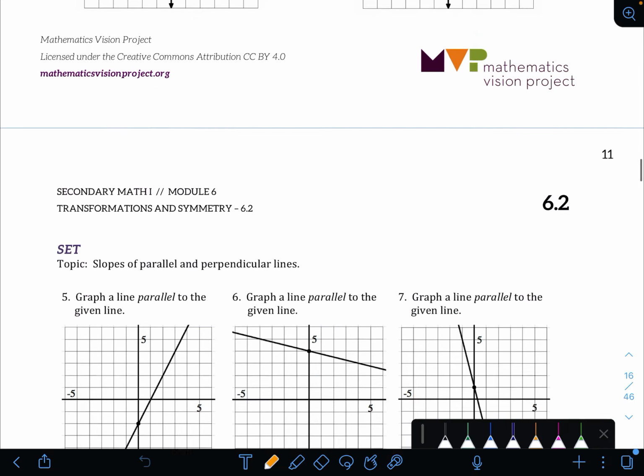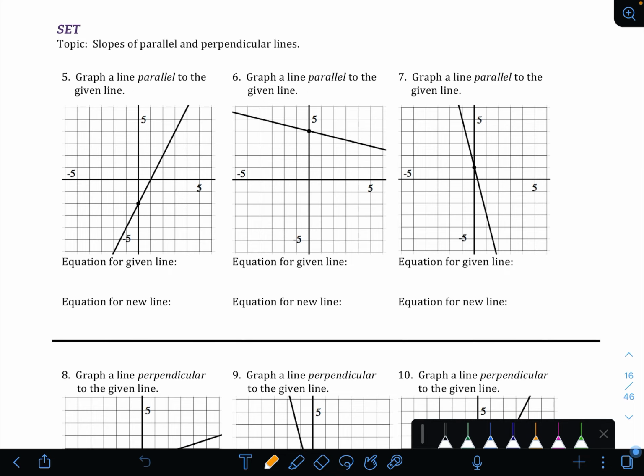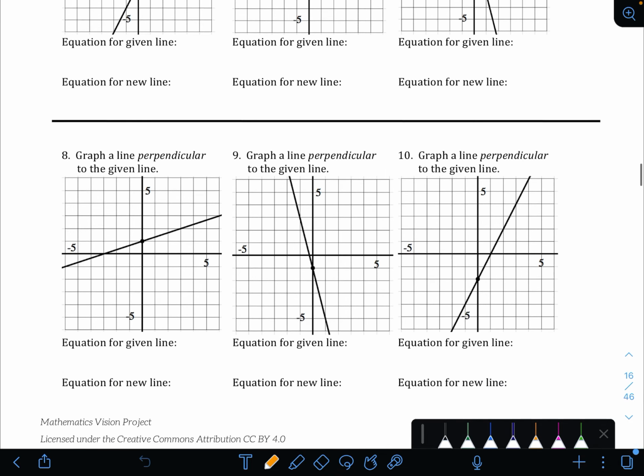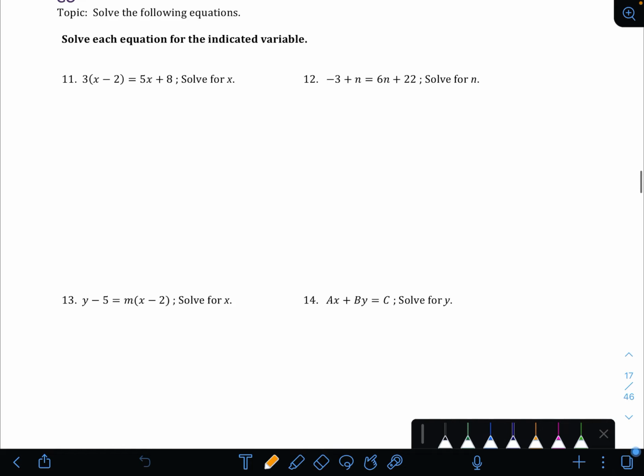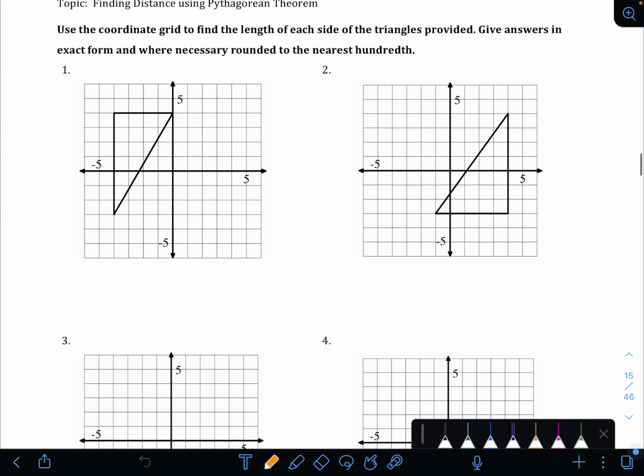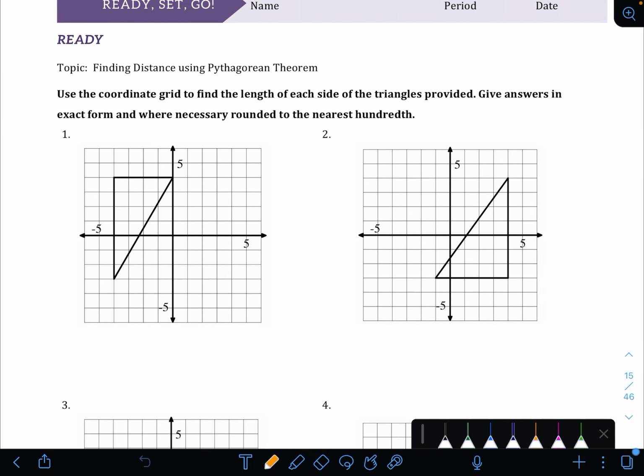I expect you to be able to do the remaining Set problems. We'll do one from each section, and then that remaining Go problem. Okay, so let's get to it. Let's start off with the Ready.